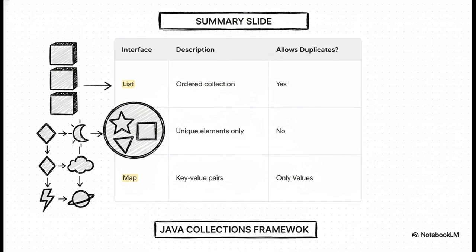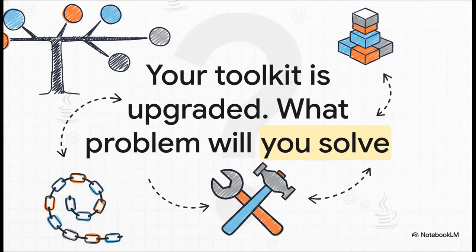You need a list when order matters, and you're okay with duplicates. You need a set when uniqueness is non-negotiable. And you need a map whenever you're working with key value pairs. At the end of the day, it really is that simple. So, by getting a handle on these three fundamental structures, you've officially leveled up. You've moved way beyond the limits of simple arrays. You now have a versatile, powerful, and efficient toolkit for handling pretty much any data management task Java can throw at you. So the only question left is, what problem are you going to go solve first?